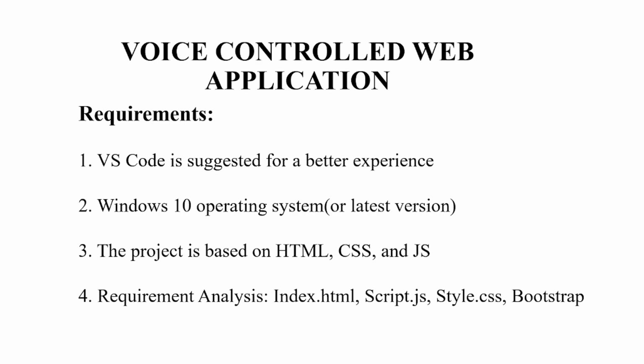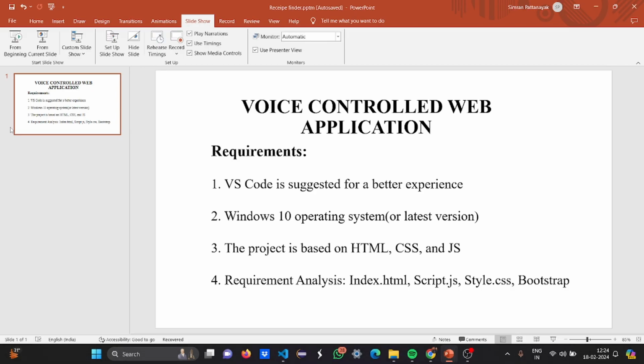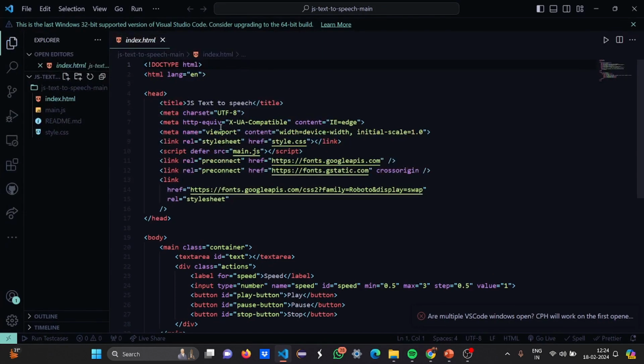What is the requirement analysis? That is index.html, script.js, that is a JavaScript file, style.css for the styling of the website, and Bootstrap. This is the style class. So now we are going to have a look at the code part. So let's have a look.